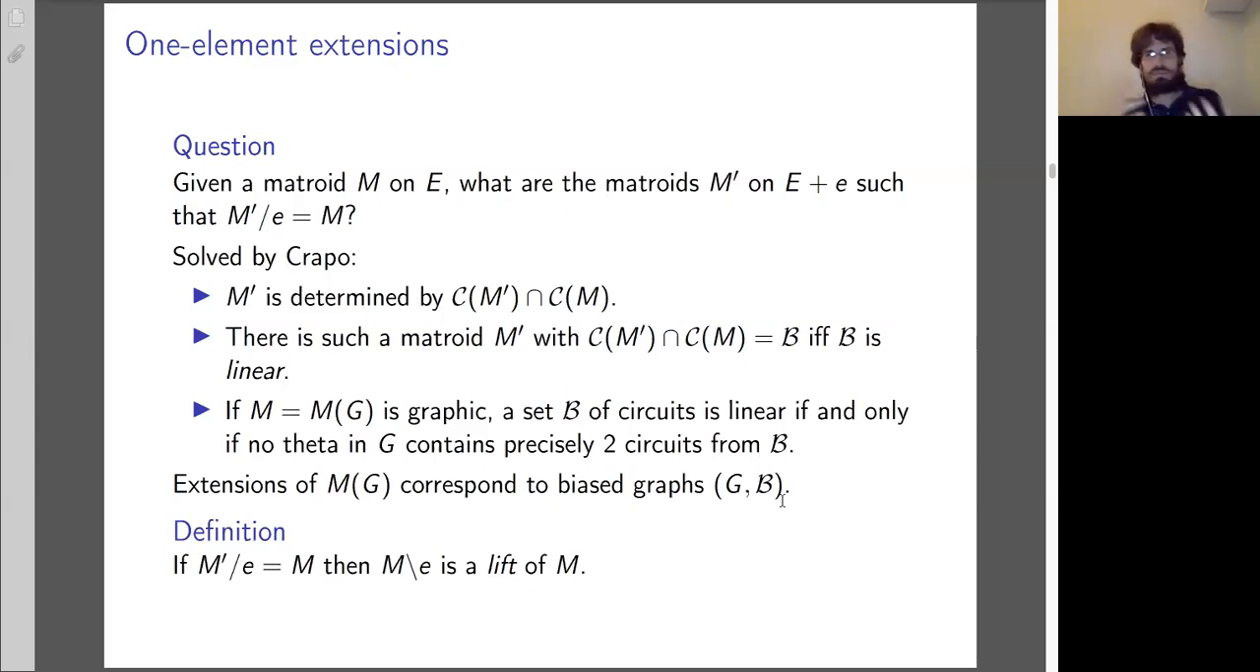Okay, so you might ask yourself, does this somehow give us back the frame matroids? Well, first of all, this is giving us matroids on slightly larger ground sets, which have this new edge, little e.